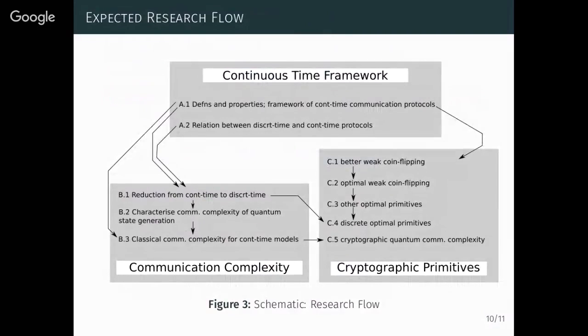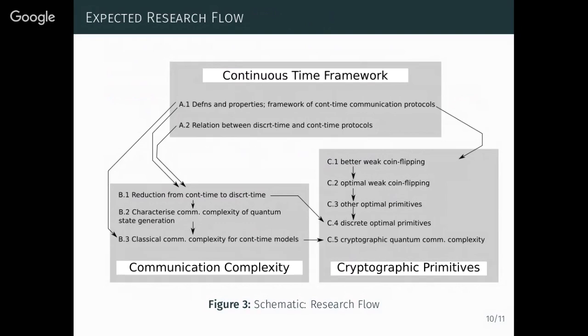So here's the expected research flow. We intend to first work on the continuous time framework. We want to look at the definition of this framework more carefully, look at its properties, and arrive at a relation between discrete time and continuous time protocols, which we do not have at the moment. From these, we would then go on to figuring out, given a continuous time protocol, how do you systematically reduce it to a discrete time protocol? Most of the systems that we are going to use are going to be discrete time.